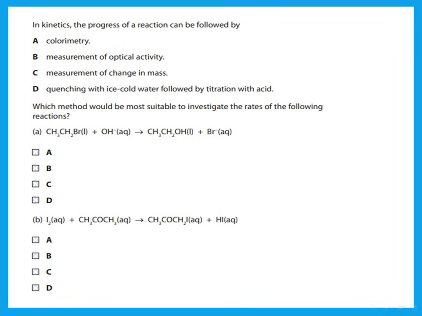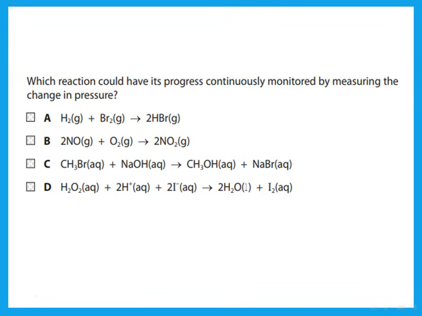Well, no. Quenching with ice cold water followed by titration with acid. Yes, that would be correct, because if I titrate with acid, then I can know how much OH minus is present. Now, the other reaction is iodine plus propanone to give iodopropanone plus HI. Which one can I use for this? Of course, for any reaction that has iodine, I can use colorimetry because iodine is a colored substance.